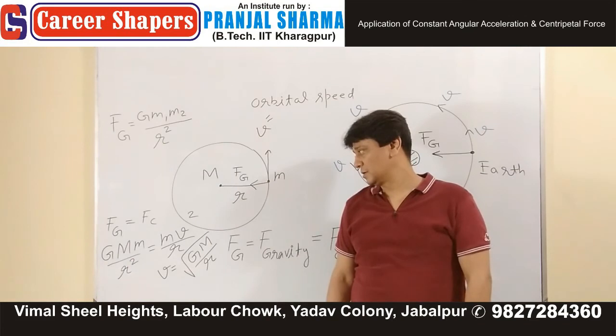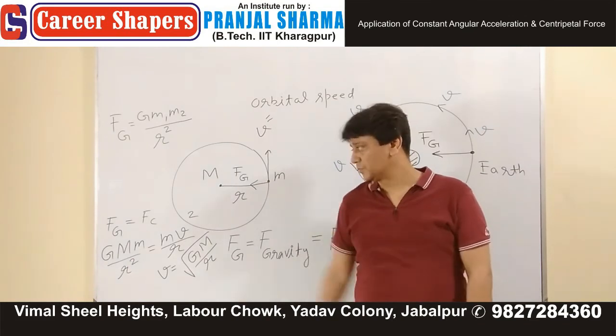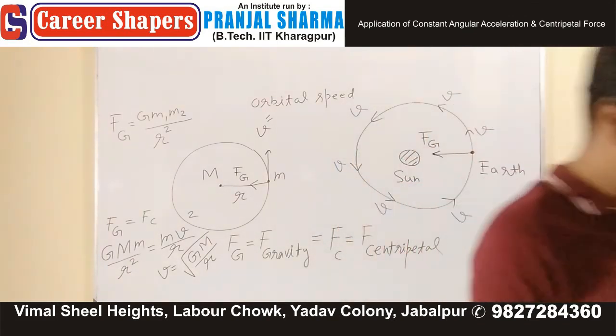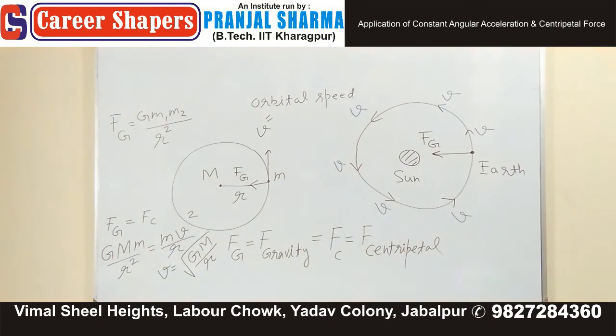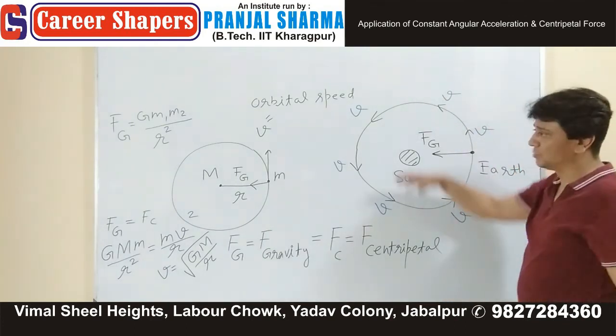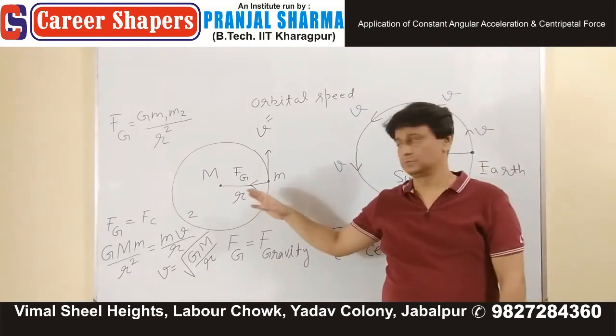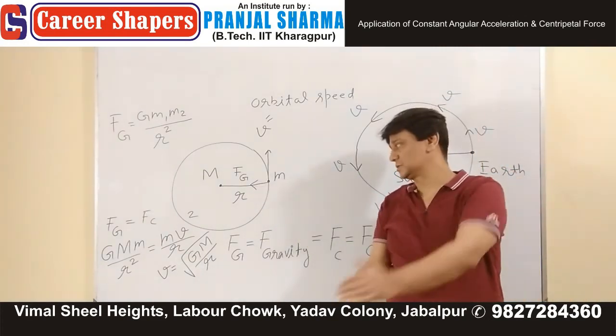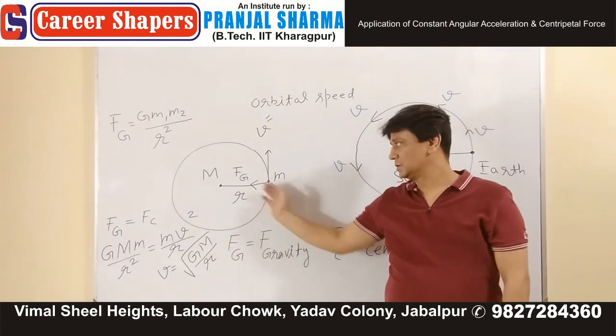Note this. So this is an example of uniform circular motion. Gravitational force is giving us centripetal force.